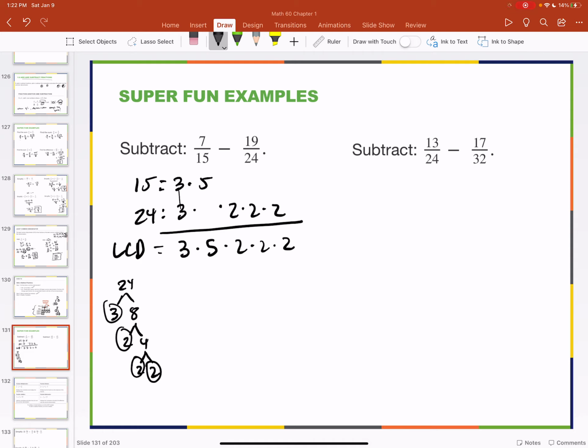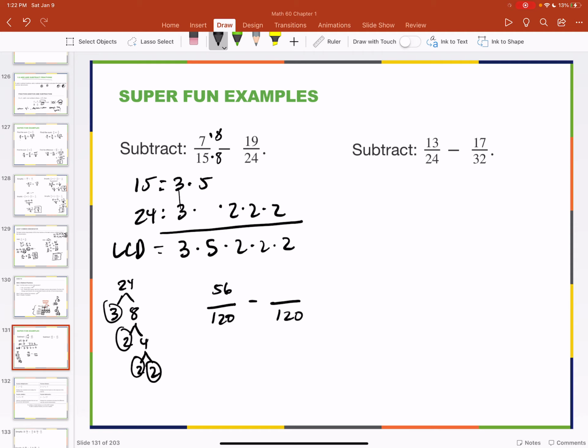Okay, so now we need to rewrite this into the denominator 120. Okay, that's kind of where we want to go. But how do we get from 15 to 120? Well, the nice thing is you can divide. If you divide 120 by 15, then we know to multiply top and bottom by 8. Okay, so the equivalent fraction is 56 over 120.